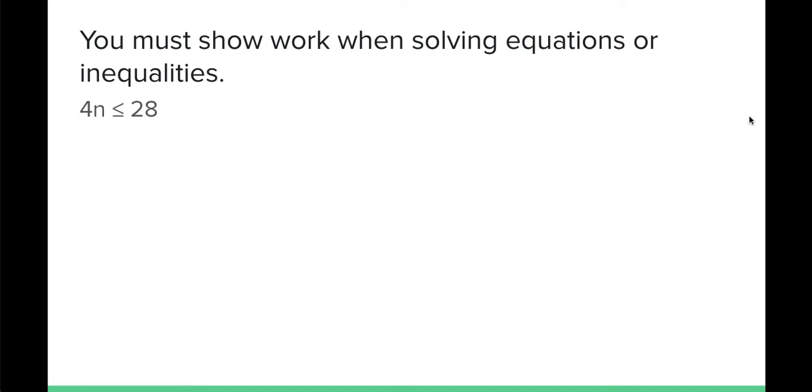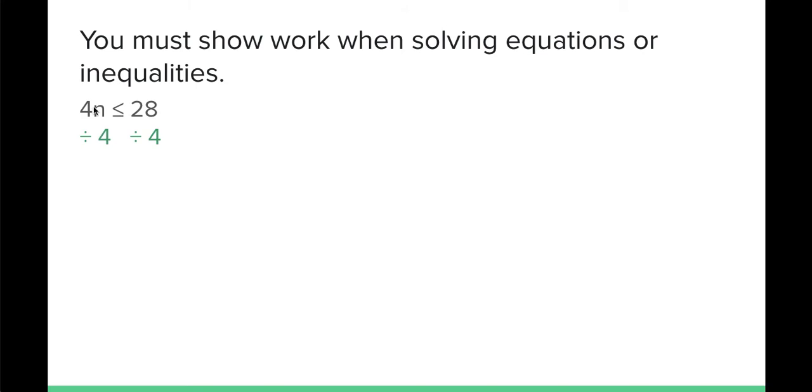Let's move on to multiplying and dividing. This problem says 4 times n, or 4n, is less than or equal to 28. On the side with the variable, what's the opposite of timesing something by 4? The inverse of multiplying is dividing. So we're going to divide both sides by 4.